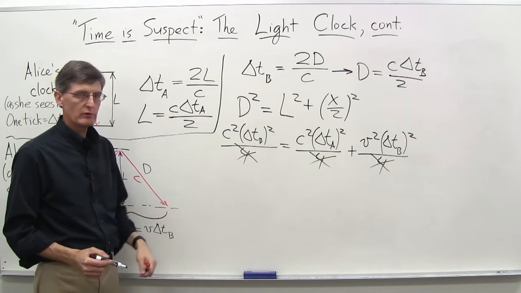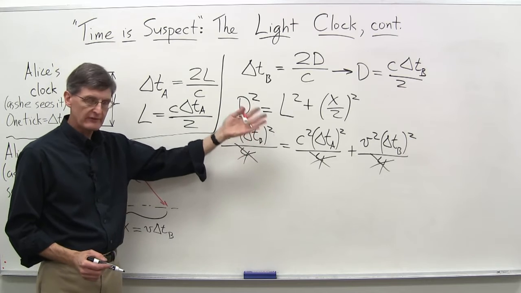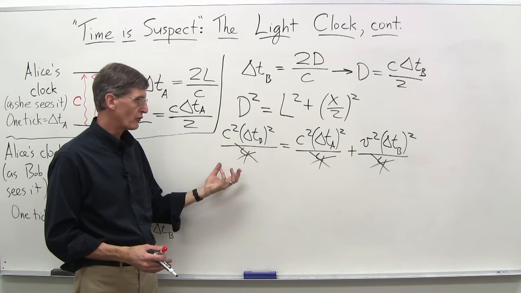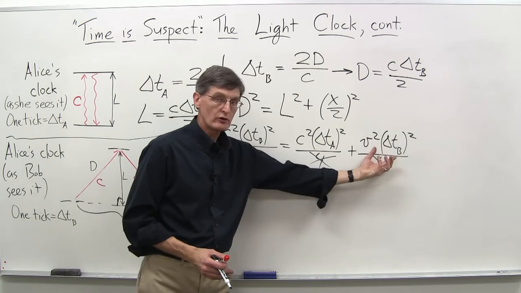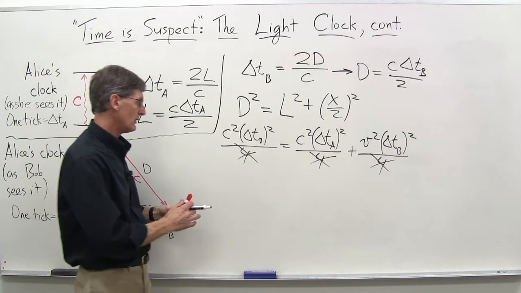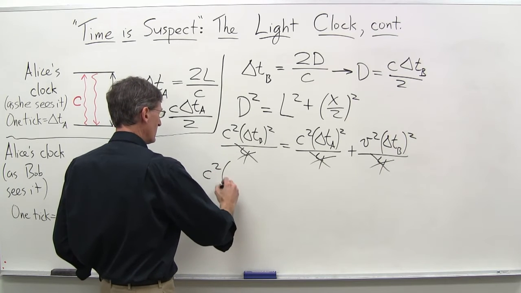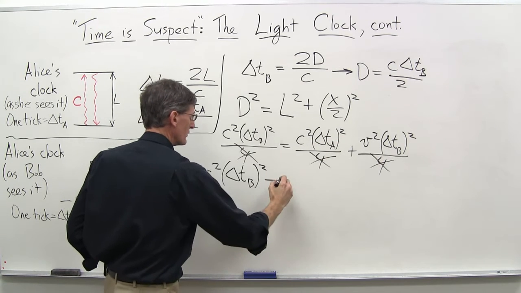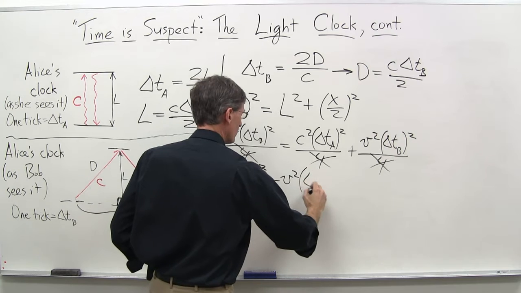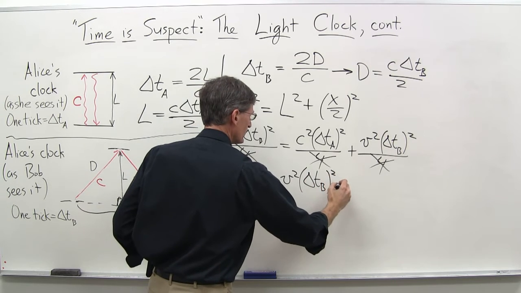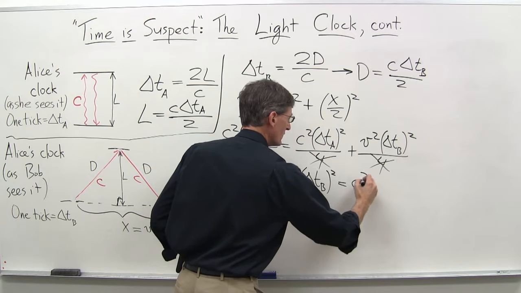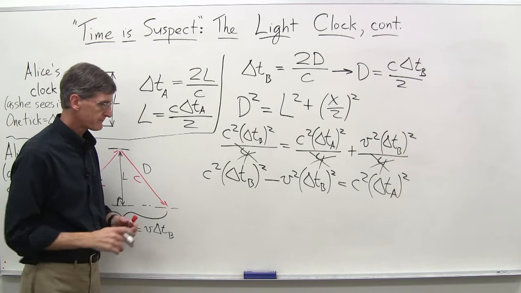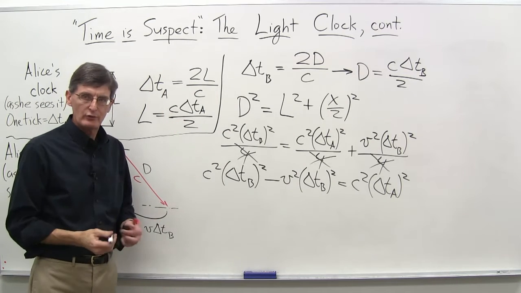I'm just left with c squared delta TB squared equals c squared delta TA squared plus v squared delta TB squared. Let's bring all the delta TB squareds over on this side. So I'm going to take this term, subtract it from each side, bring it over here. So we'll write this as c squared delta TB squared minus that term, v squared delta TB squared, equals c squared delta TA squared.